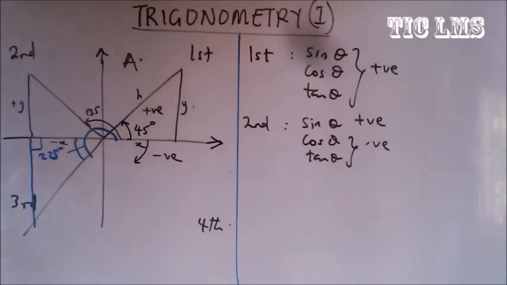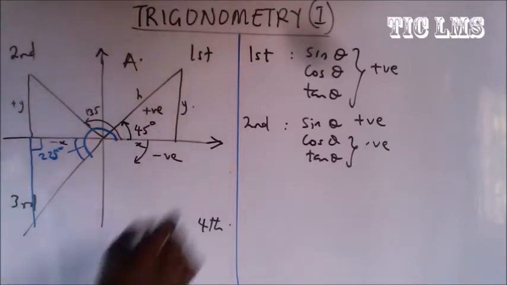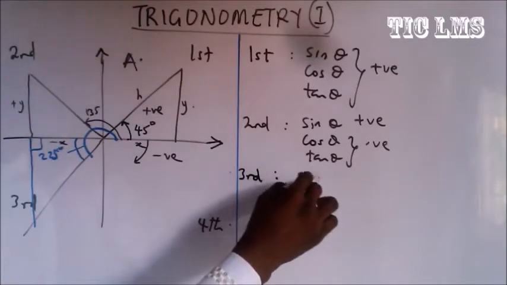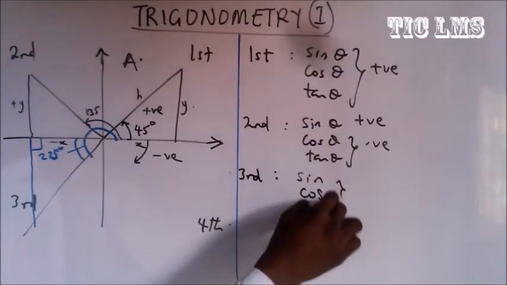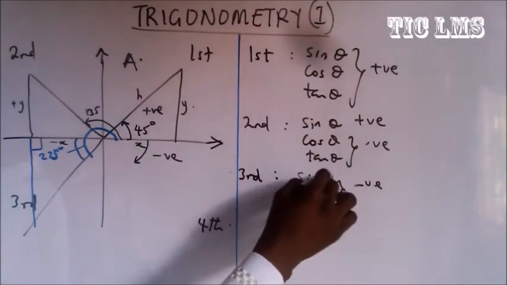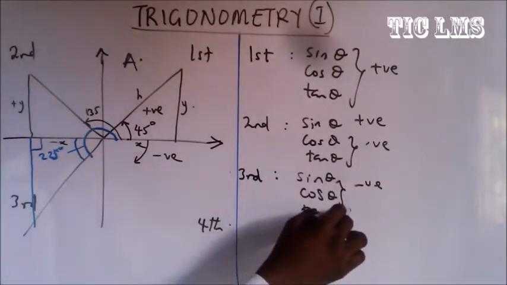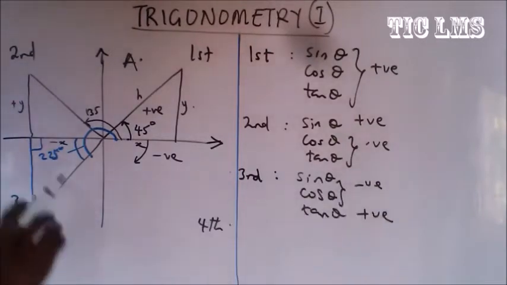And so when we take the cos, sine and tan at the third quadrant, we will find out that sine and cos are both negative. Then the tan happens to be positive at this particular side.